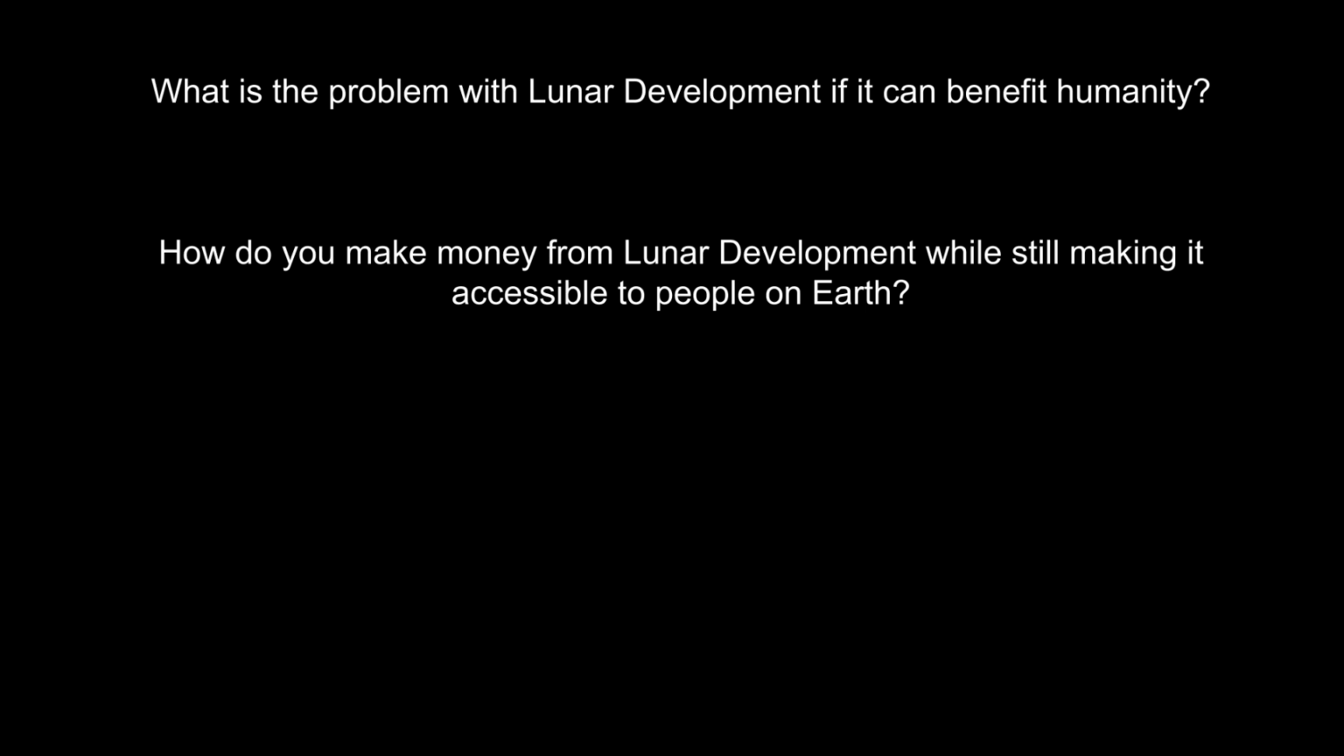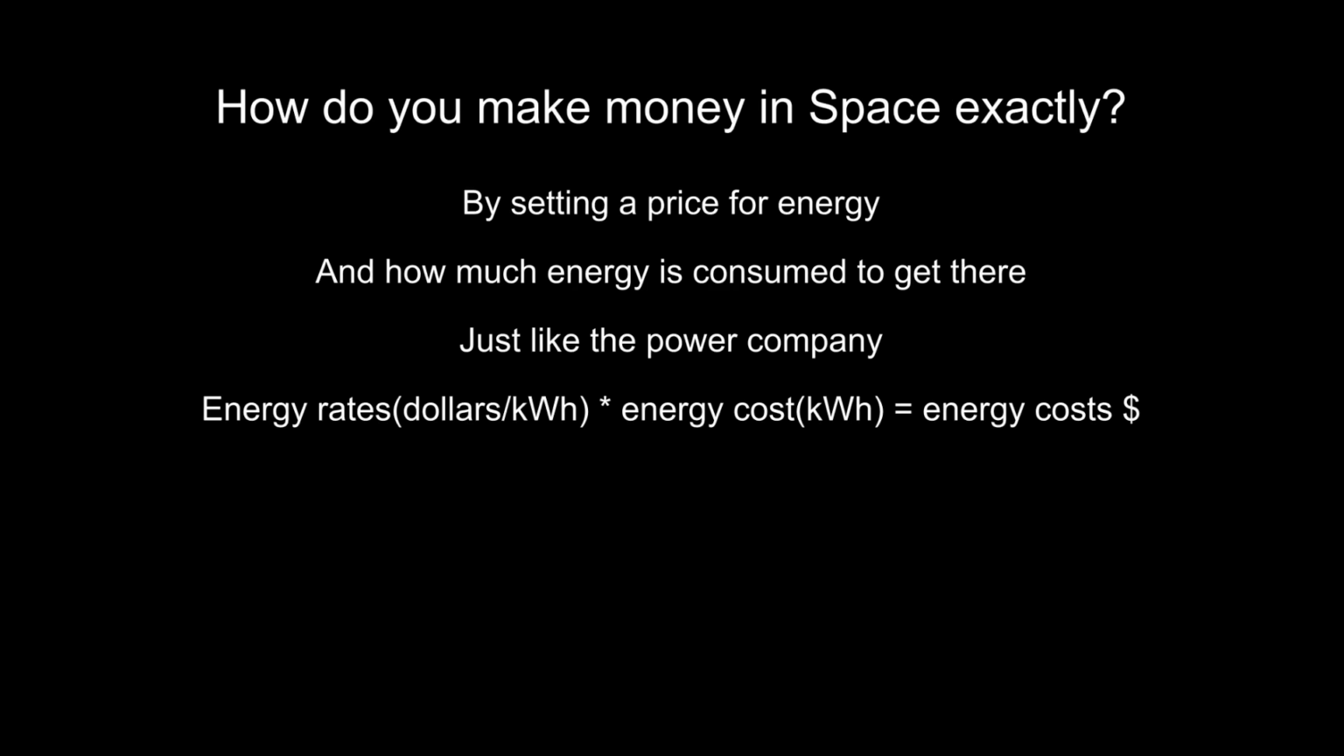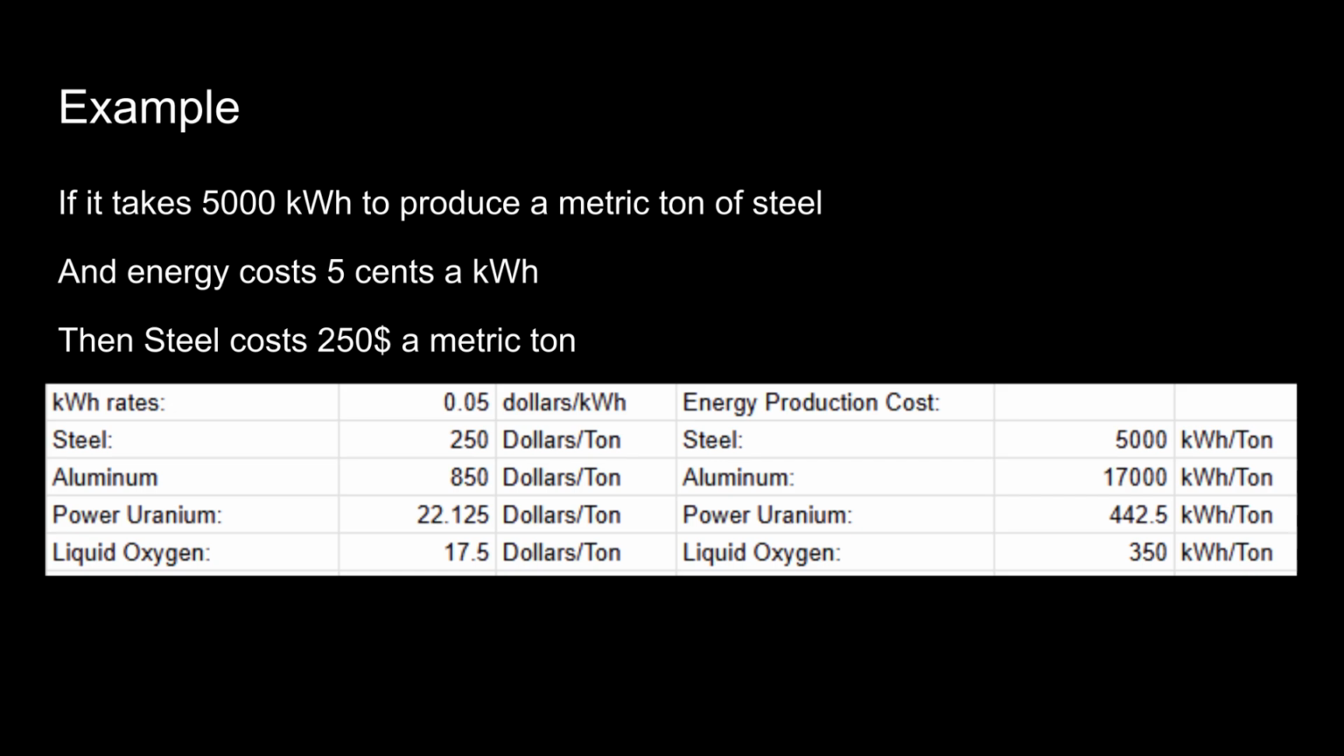The system goes like this. You base the cost of everything lunar-derived off of the cost of energy to make something and move it somewhere. More specifically, you calculate it by the kilowatt hour, similar to how utility companies calculate your power bill. For example, the energy needed to make a metric ton of steel is 5,000 kilowatt hours, and the energy rates are set at 5 cents a kilowatt hour. That means a metric ton of steel will cost $250.